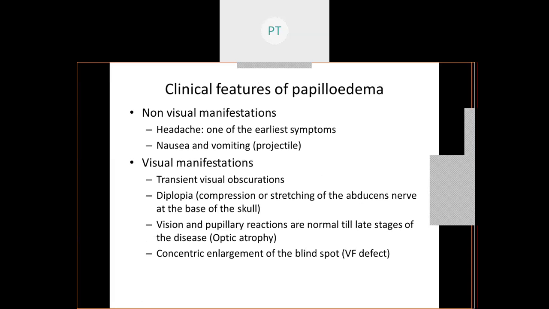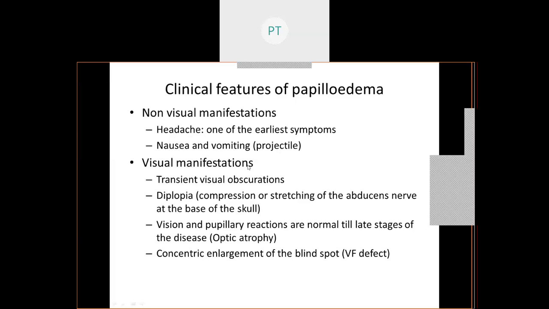So what are the features? You have the non-visual manifestations of headache, which may be generalized or localized and can intensify with movement or bending or coughing, and this can be one of the earliest symptoms. This headache occurs because of stretching of the meninges. Then nausea and vomiting, which is a projectile type of vomiting. Then there can be other focal neurological deficits, like deterioration of consciousness, depending on the severity. As the severity worsens, there can be deterioration of consciousness.